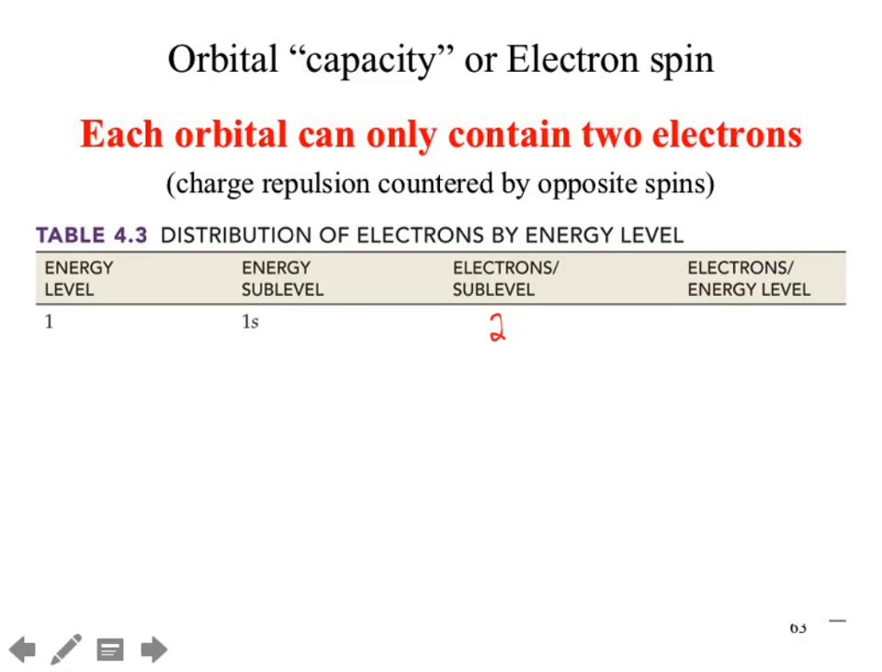How many electrons go into that energy level? Two. What happens when I move to the second energy level? I will have the 2S and I will have the 2P. How many electrons fit in the 2S? Two. How many electrons fit in 1, 2P? Six. I'm hearing six is a good shout out for an answer.